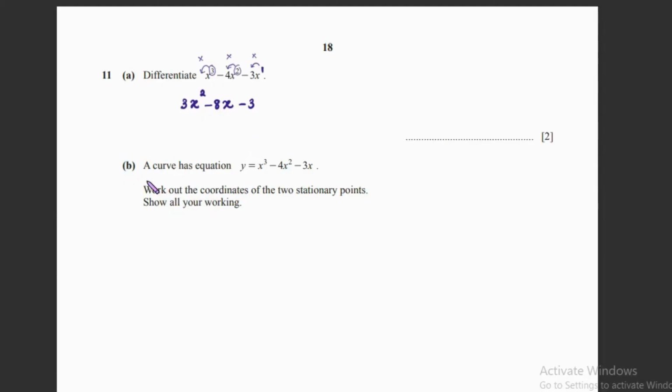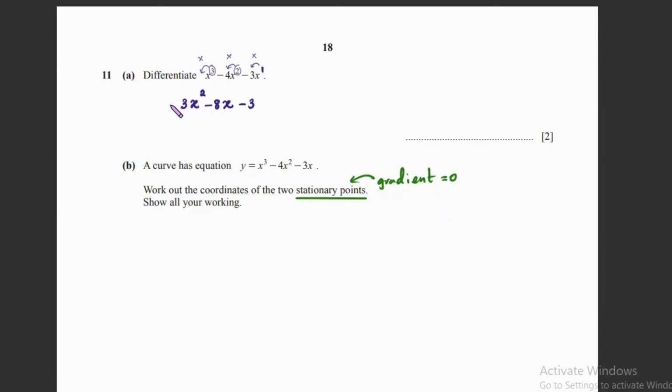Now, the next question is, a curve has an equation of y is equal to x cubed minus 4x squared minus 3x. We are supposed to work out the coordinates of the two stationary points, showing all your working. So the moment we see the term stationary points, we need to understand that stationary points are the points where the gradient is always equal to 0. Sometimes they would have mentioned it as the maximum point, the minimum point, or the turning point as well. But they all mean the same thing. At those points, the gradient is 0.